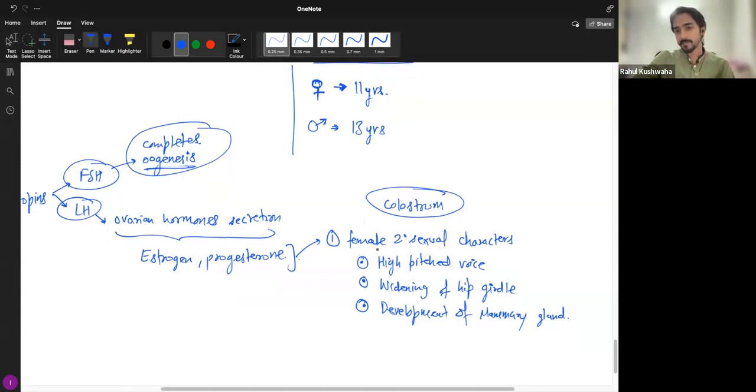So development of the mammary gland happened because of estrogen and progesterone. And anything else? Any other secondary sexual character? Widening of hip girdle, development of mammary gland. Yes, menstrual cycle begins. Perfect.